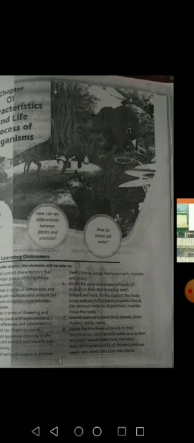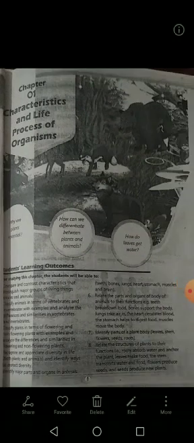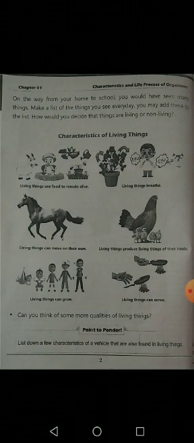I'm your general science teacher of class 4 from PMGHS-II, and today we have a lecture of chapter number 1, that is characteristics and life process of organisms. Now, let's see the outline of today's lecture. Number first is characteristic of living things. Number second is similarities and differences between plants and animals, and the third one is classification of animals. So first have a look on the characteristic of living things.